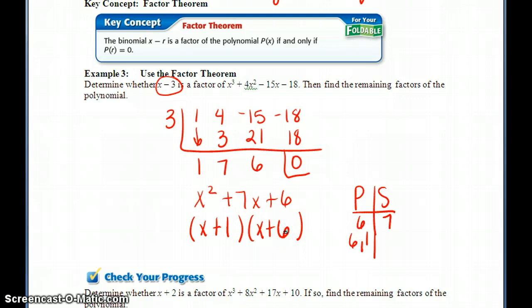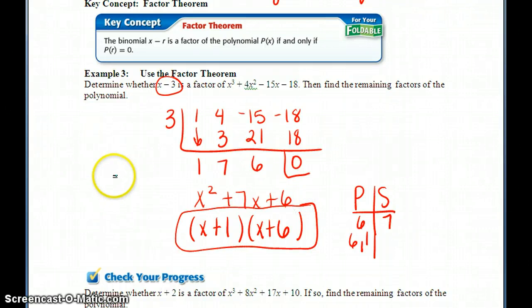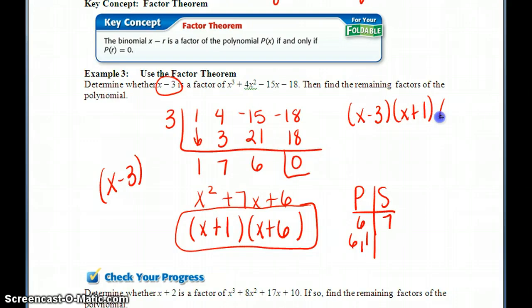Now, these are the remaining factors, and we answered the question that this is also a factor. So if I had to factor that polynomial, I would get x minus 3, x plus 1, and x plus 6.